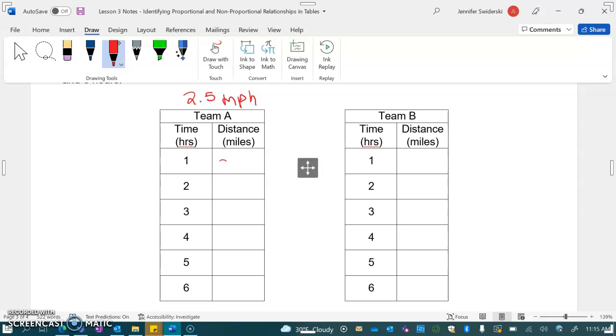So that means after 1 hour, they're at 2.5. 2 hours, they're at 5 because 2 times 2.5 is 5. 3 hours, they're at 7.5. 4 hours, they're at 10. 5 hours, they're at 12.5. And 6 hours, they are at 15. All right.